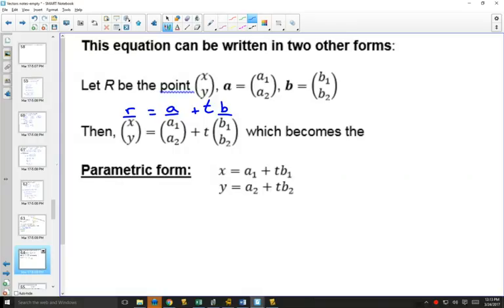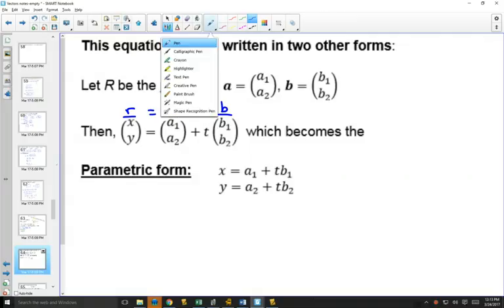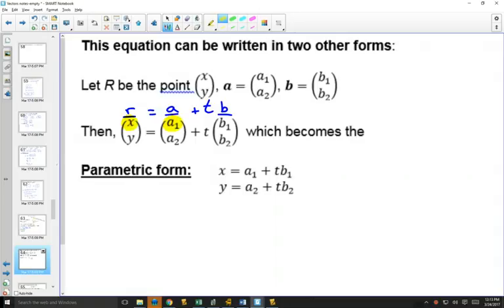The parametric form says if you think about, and this is in 2 dimensions, if you think about x coordinates and y coordinates, what we can do is write out a specific equation for your x coordinate. Your x coordinate is going to be a1 plus b1 times t. And that is one equation. Your y coordinate is going to be a2 plus t times b2. And this is called the parametric form of the equation of the line.